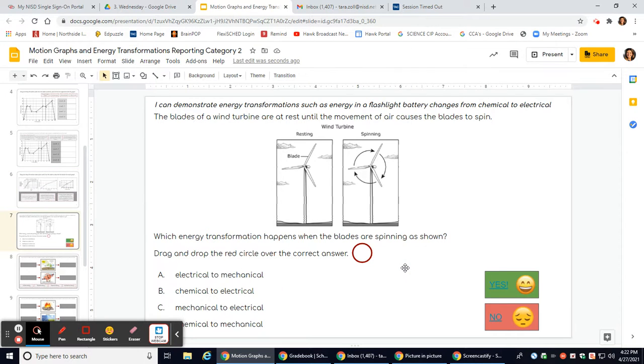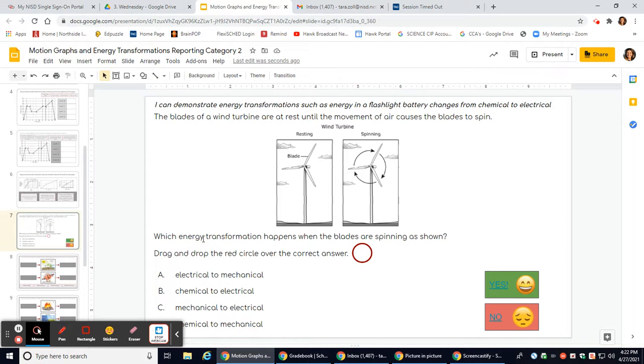I can demonstrate energy transformations, such as the energy in a flashlight, where it changes from chemical to electrical. So the blades of a wind turbine are at rest until the movement of the air causes the blades to spin. So what's the energy transformation?